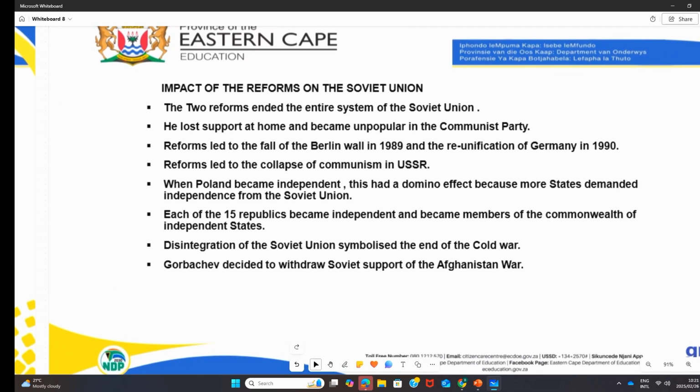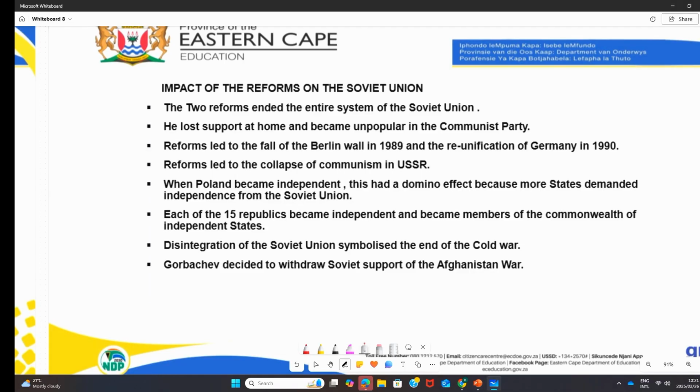I'm still on this subtopic, which is talking about the impact of the reforms on the Soviet Union. Now, the two reforms ended the entire system. I want to see this when you are discussing an essay. You must be able to say the two reforms ended the entire system of the Soviet Union. So, Perestroika and Glasnost ended the system of communism in that country. What happened to him? He lost support at home.